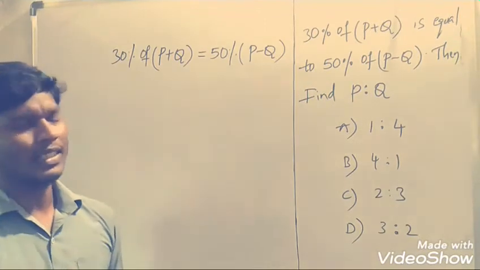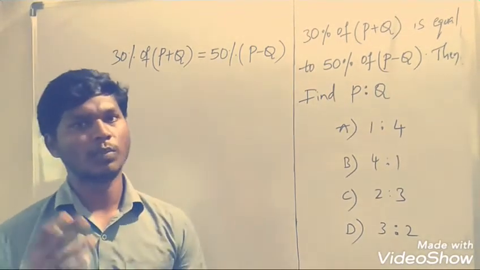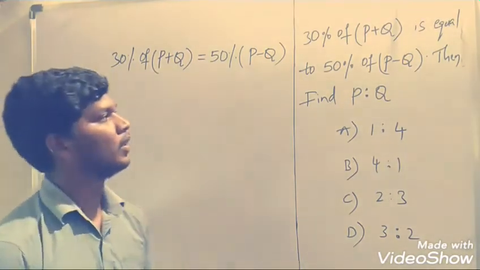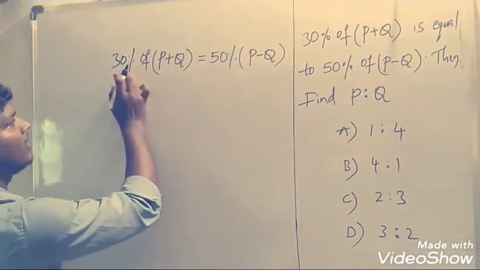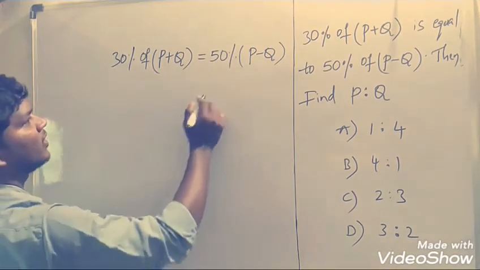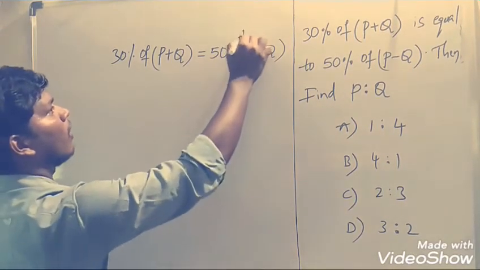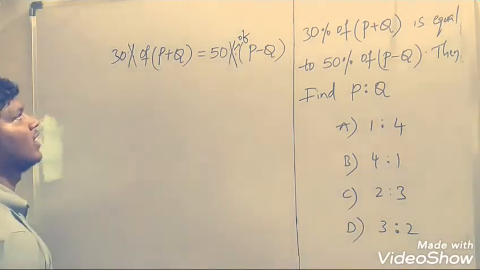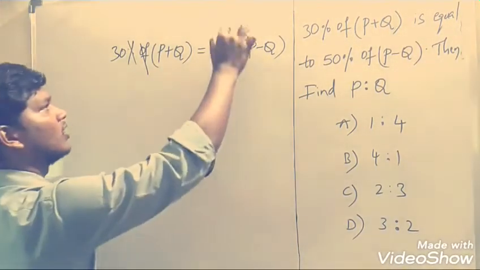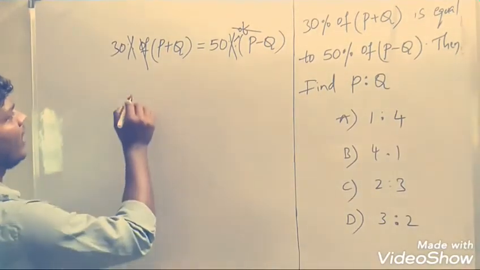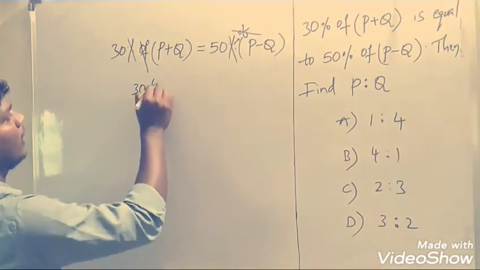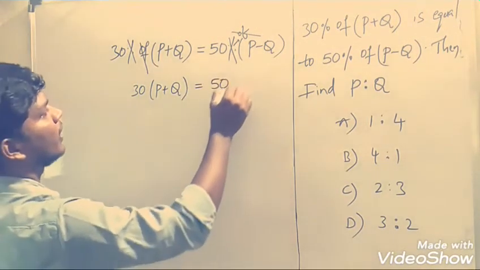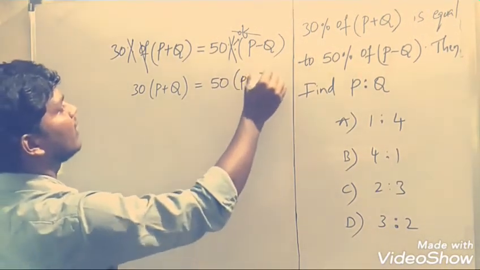See friends, I think this problem is similar to the previous problem where we have cancelled percentage and of. Okay friends, so here we have percentage and here we have percentage. Sorry, I have not written of. So this percentage and this percentage get cancelled, and this of gets cancelled. So finally we have 30 into P plus Q is equals to 50 into P minus Q.